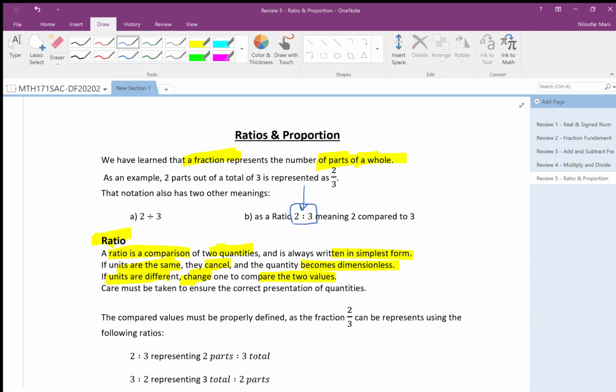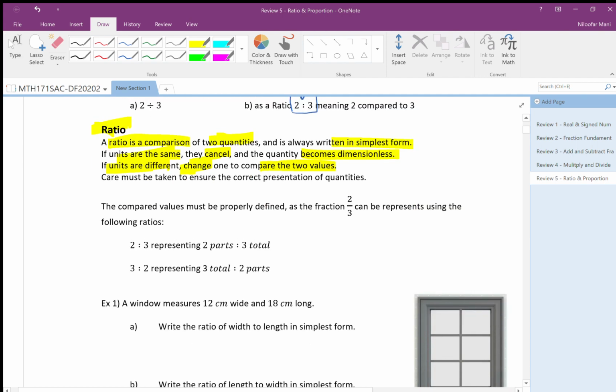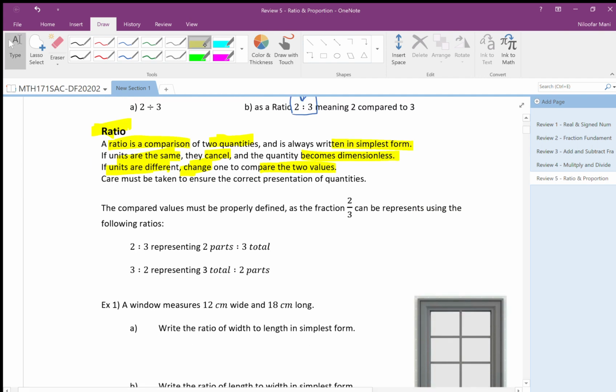If I say fraction, you know it's part over total, because that's the definition of fraction. But when I say ratio, I need to define it well. When you see 2 over 3 as a fraction, you know it's 2 parts over 3 total. It means you have one item, you divide it between 3 parts, and you use 2 of them.